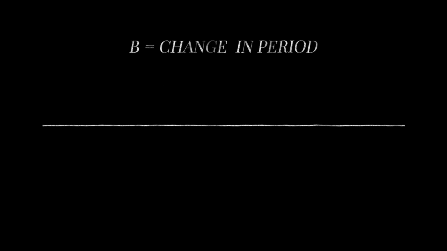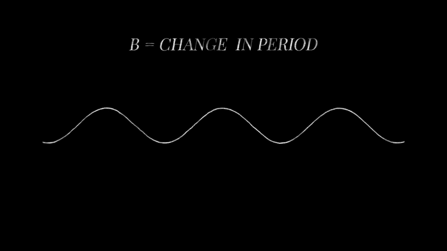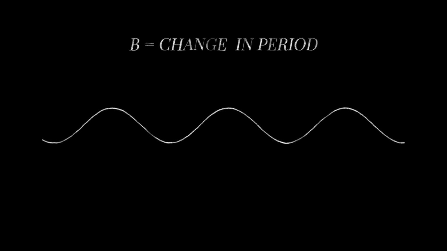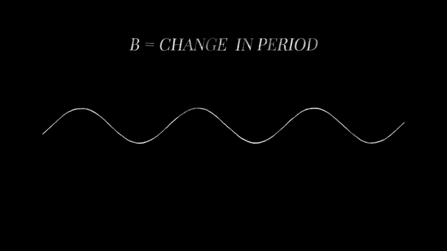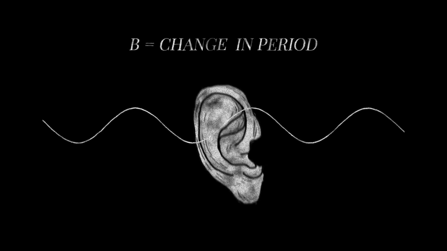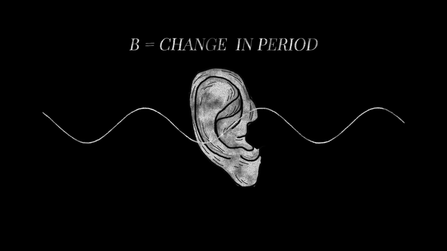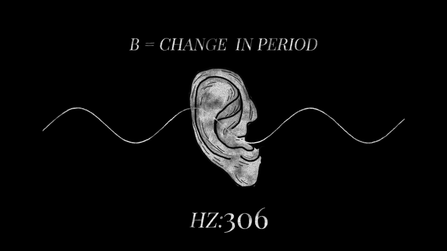On the other hand, B, or a change in period, can be used to increase the frequency or pitch of the sound. As sound moves at a constant speed in the air, the faster the vibrations are, or the more waves are transferred to the eardrum in a given time frame, the higher the pitch will be.